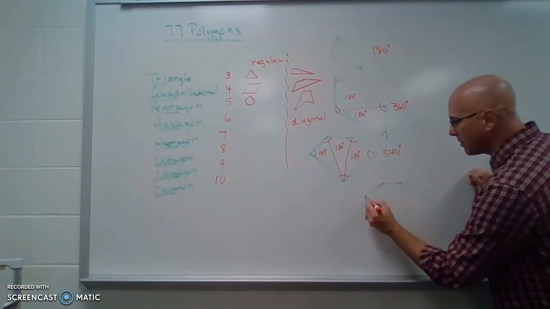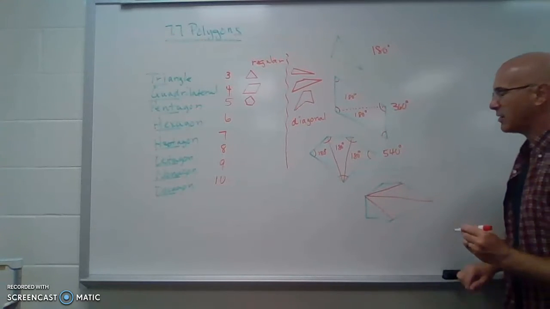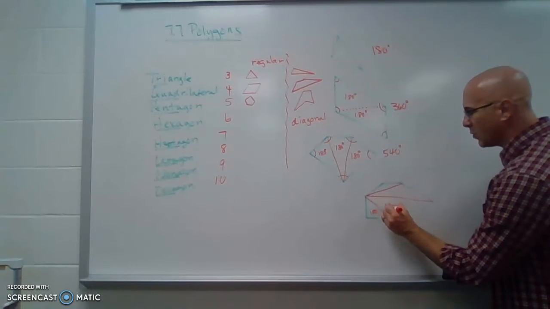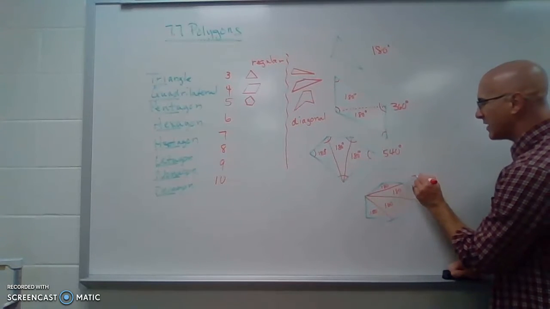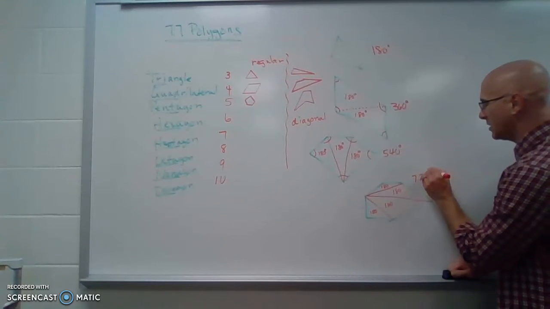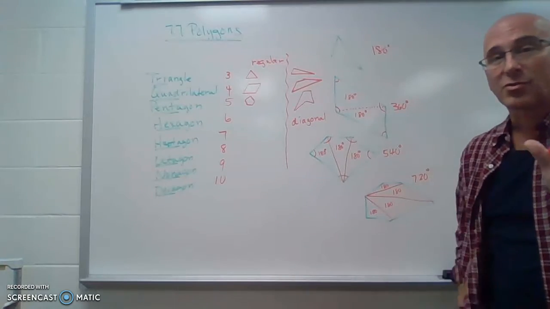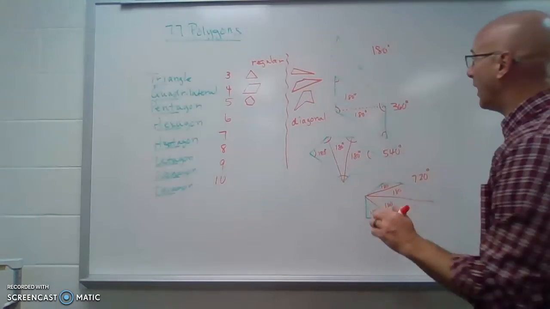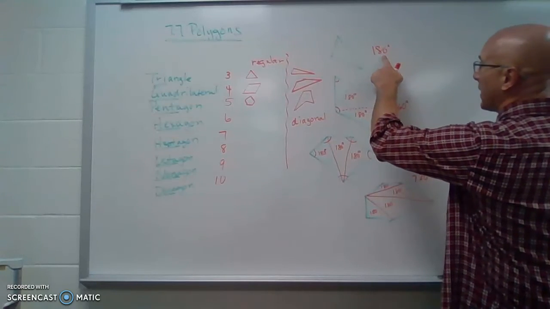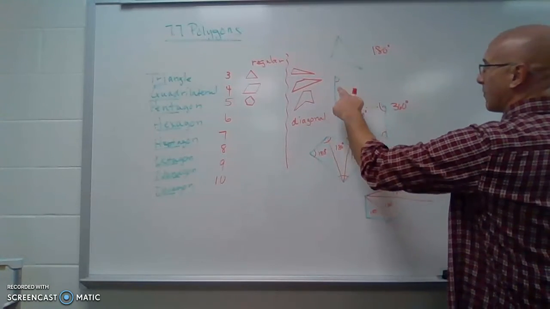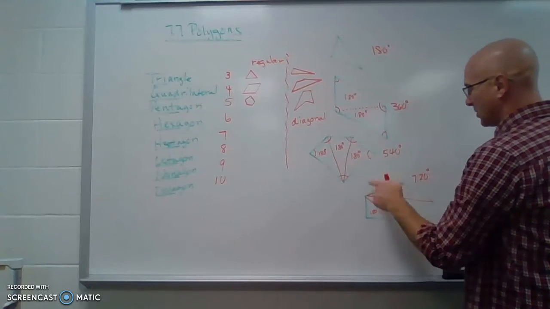And I could do the same thing with this hexagon. If I divided it up into as many triangles as I had, this is 180, 180, 180, 180. That's 720 degrees. So the way we can find out the number of degrees in any polygon: I had a three-sided figure, it's 180. If I have a four-sided figure, 360, as you can see.